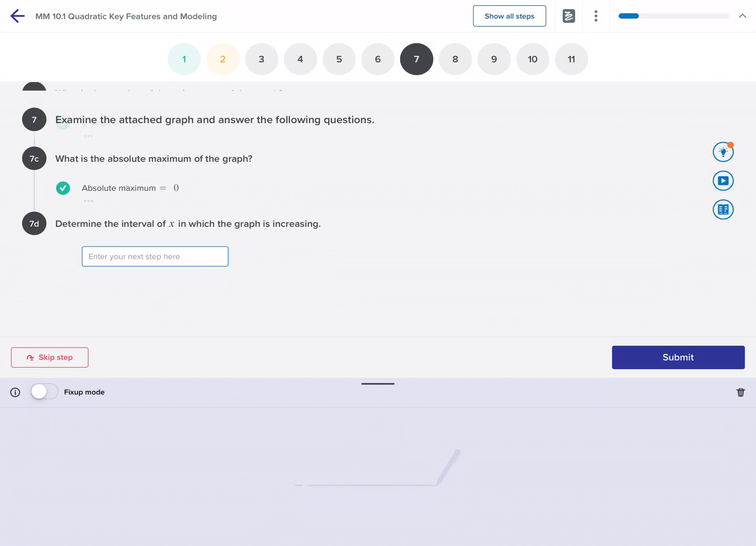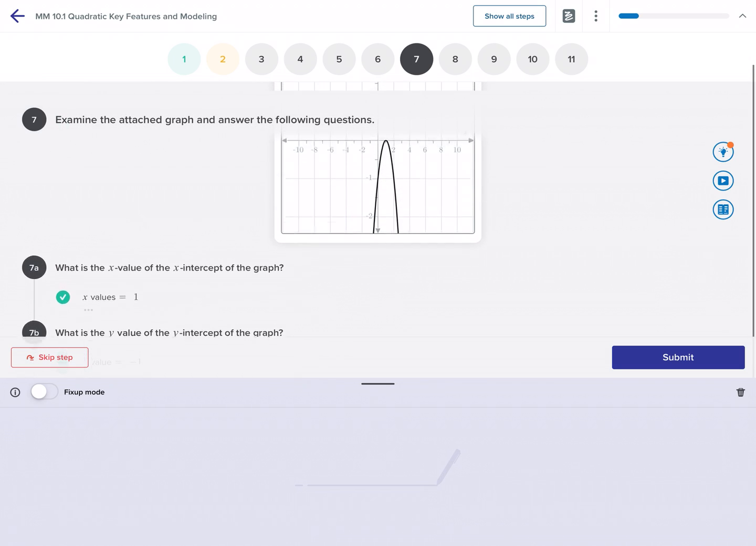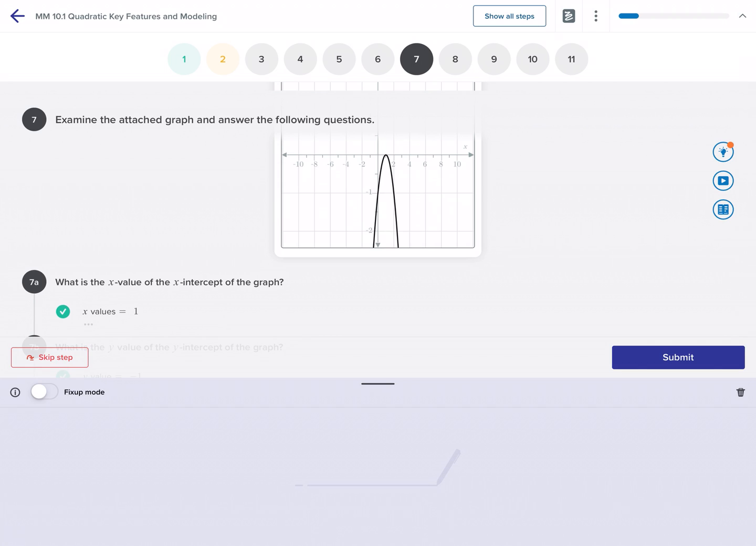Determine the interval of x in which the graph is increasing. So where do we have positive slope? So it would be all x values less than 1. So x is less than 1.